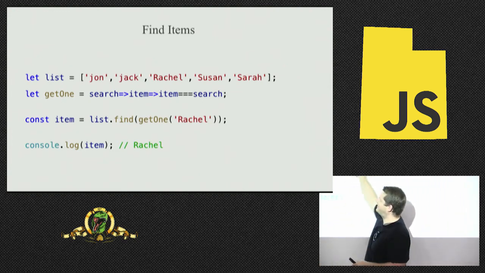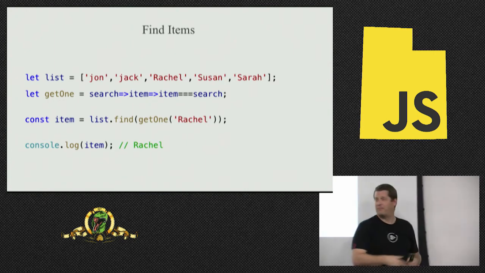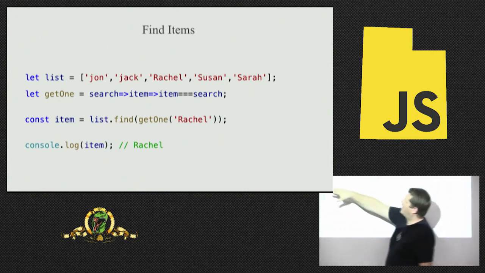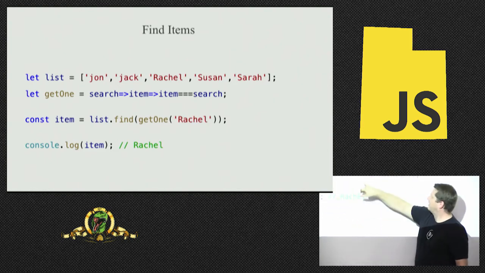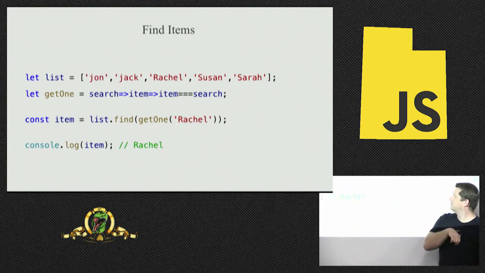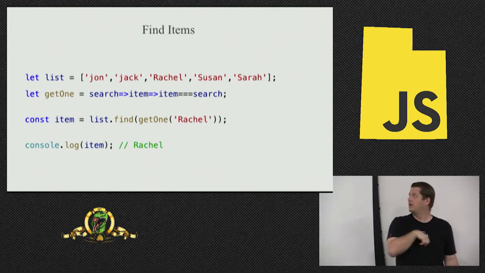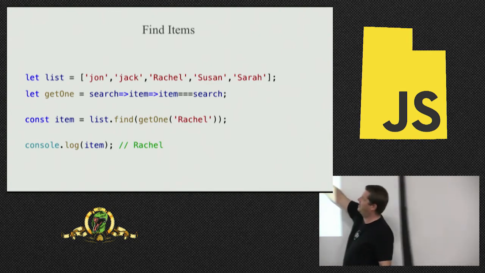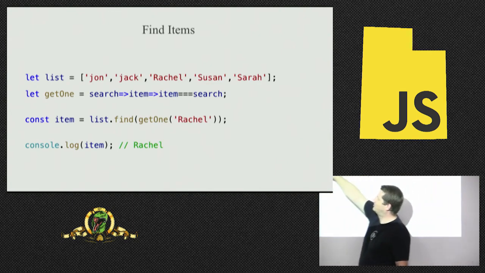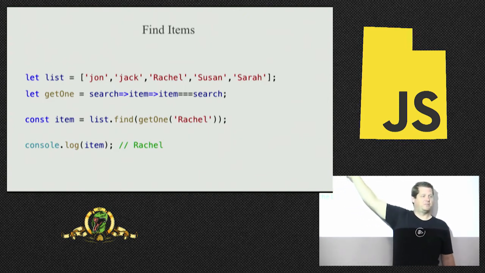I'll explain this later. I talk about it here in just a little bit. But so what's happening here? So I've got a list of names, list.find, get one, Rachel. I'm finding Rachel. That's all I'm doing, right? Just looping over and applying this function right here, which is gross. I'll give you that. Okay, what does this do? My arrow function people back there.